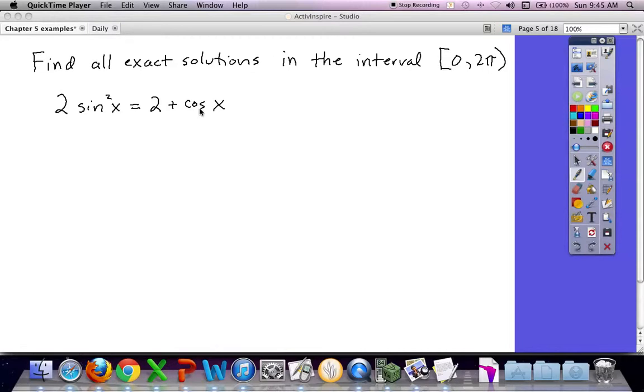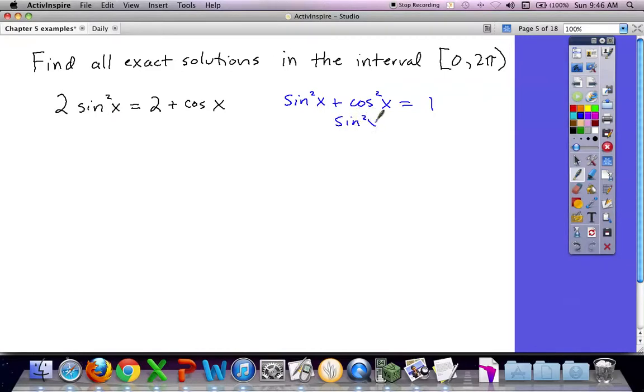And it should come immediately to mind that you have a Pythagorean identity, sine squared x plus cosine squared x equals 1. Right? That ties sine squared and cosine squared together in a way that I can solve this for sine squared, substitute for sine squared here, and then everything is in terms of cosine. Right? Sine squared x equals 1 minus cosine squared x.